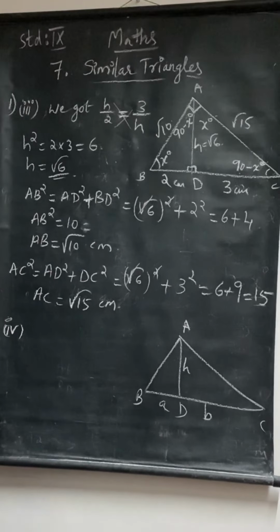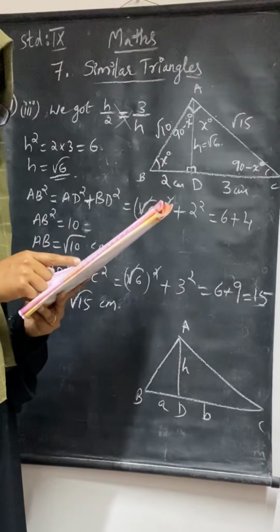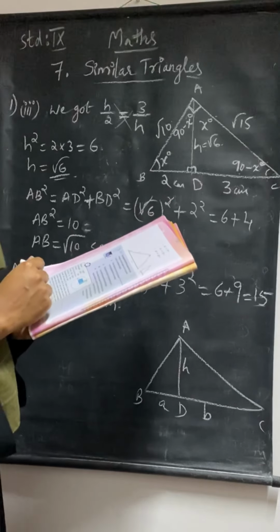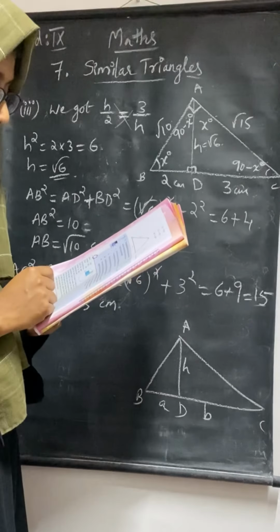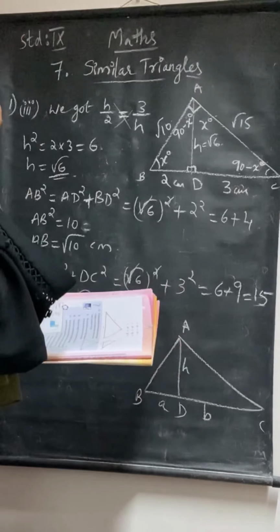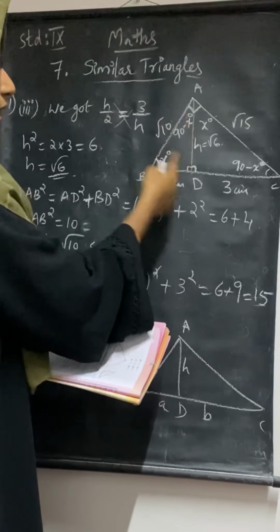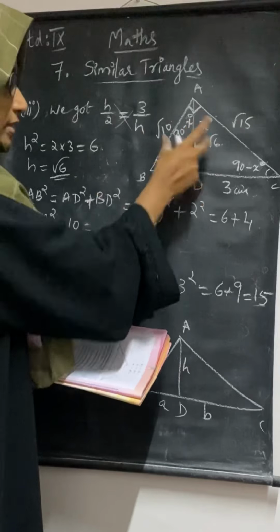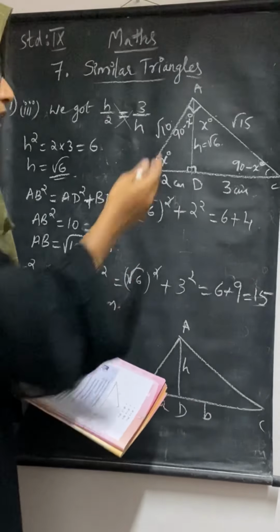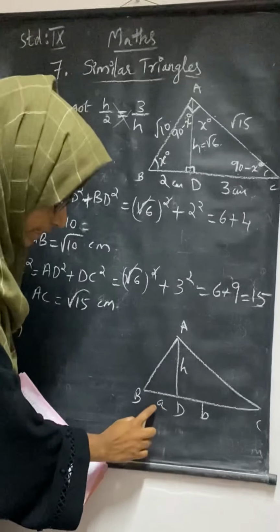Now we'll move on to sub question 4. Sub question 4 is what? Prove that if the perpendicular from the square corner of the right triangle divides the opposite side into parts of length A and B, and the length of the perpendicular is h, then h square is equal to AB. That means the same diagram: if we divide with the perpendicular line, it divides this triangle into parts. Before it was given 2 cm and 3 cm, but now they are saying it divides into A and B. Instead of 2 and 3, I am writing A and B here.